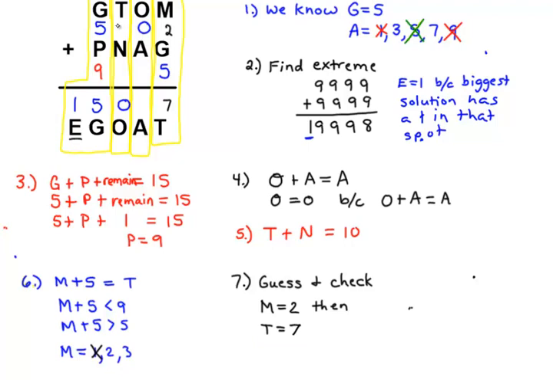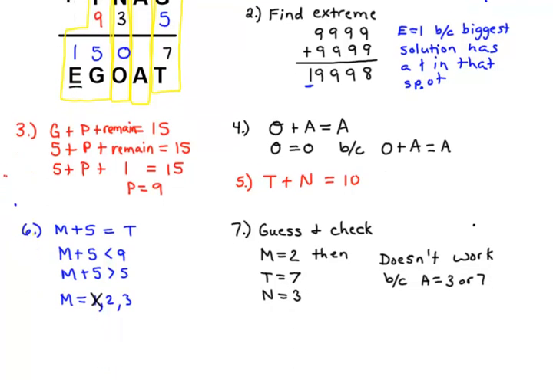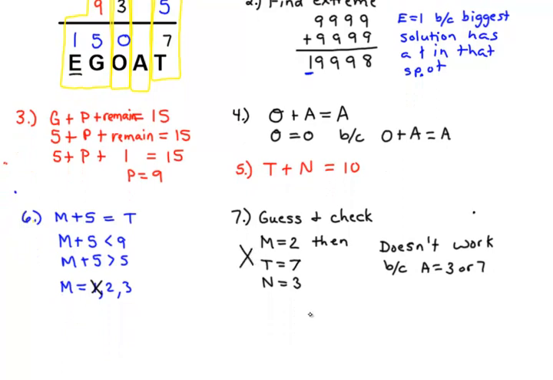Okay, if t equals 7, we put it over here. Then n equals 3 because we have to have it equal to 10. So n equals 3. And then we've got to see what a is left with. But this doesn't work. The reason it doesn't work is because we need a to equal 3 or 7, and if we use both of them up, there's no room for a. Okay, so now cross off that.